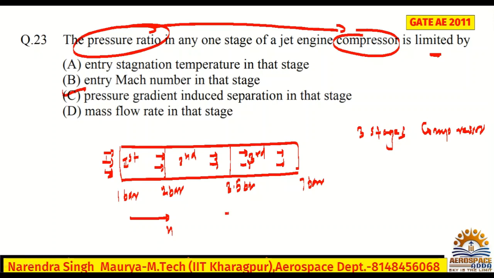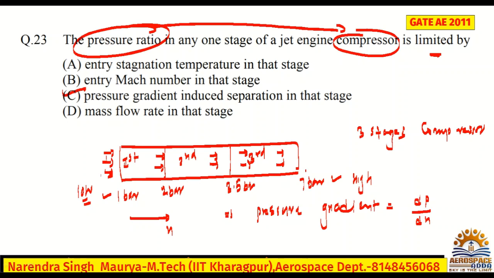Because in terms of pressure, what is the pressure gradient? Change of pressure, that is dp, in the direction of x, that is dx. So this pressure gradient, see, this value is continuously increasing. This value increasing means that at this point the pressure is high, and this pressure is low. This is high, and this is low. So the flow is here.